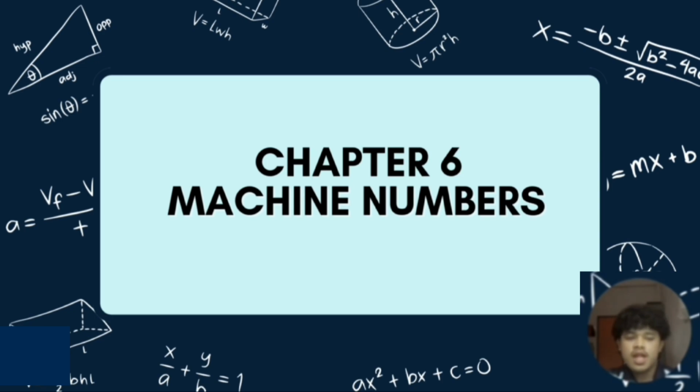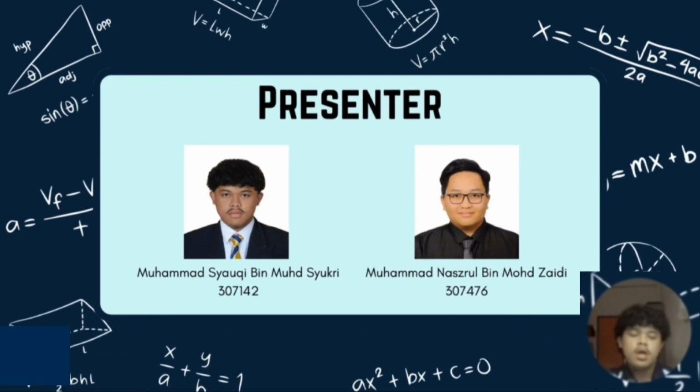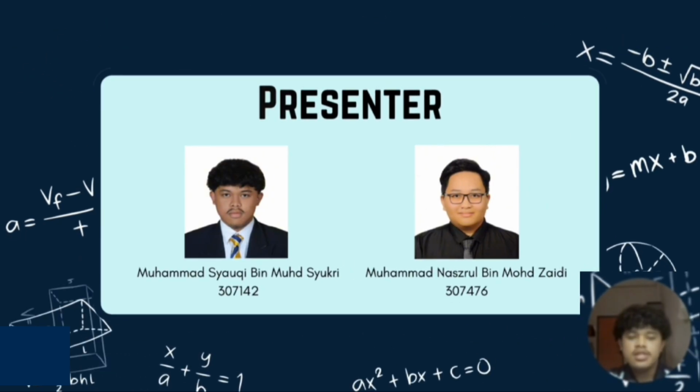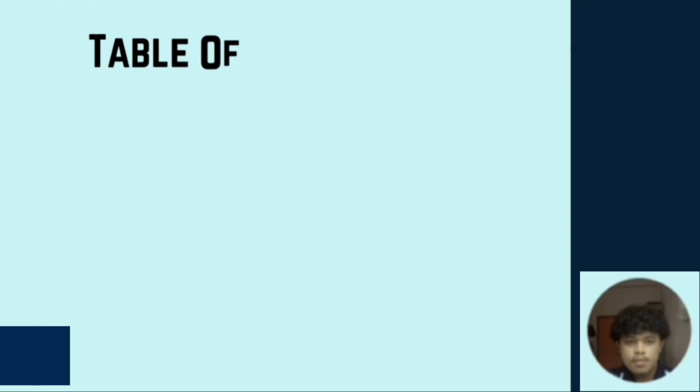As you can see on the slide, today I want to talk about chapter 6, and the title is machine number. And for those who don't know me, my name is Muhammad Shauki bin Muhammad Sukri, and this is my friend, and his name is Muhammad Nasrul bin Muhammad Zaidi. And this is the content that we are going to learn for today.